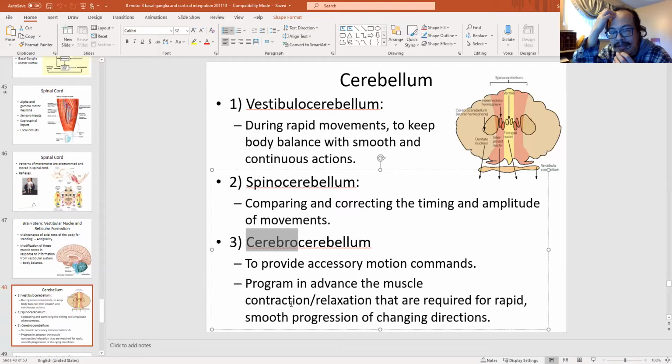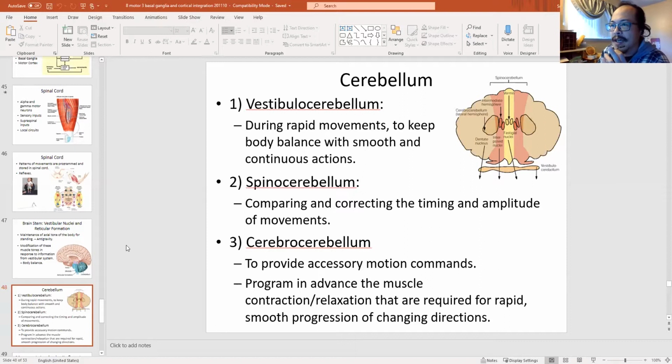It's a split second thing. You need to do that. You need to be able to quickly control your muscle program in advance. Okay, so you have that plan to control your muscle required for a rapid and smooth progression of changing directions. So that's this. Very beautifully presented in the game of basketball. So that's this cerebellum.